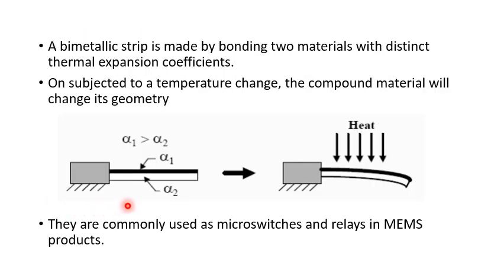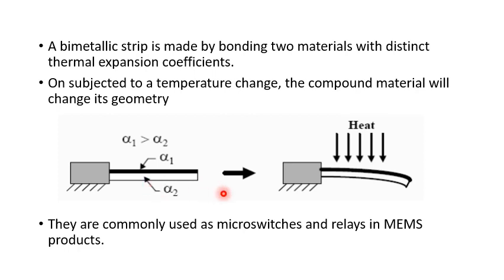This figure shows a bimetallic strip that is made by bonding two materials having a distinct value of thermal expansion coefficient. So here the upper layer has a thermal expansion coefficient alpha 1 and the lower layer has a thermal expansion coefficient of alpha 2, and here alpha 1 is greater than alpha 2.